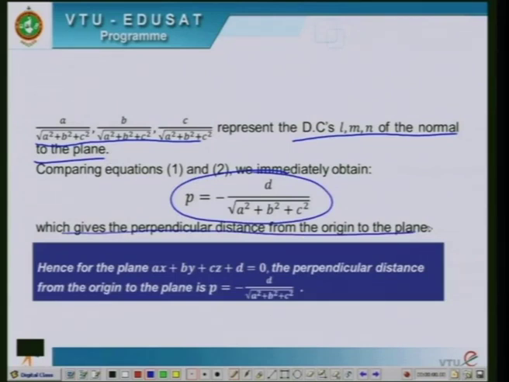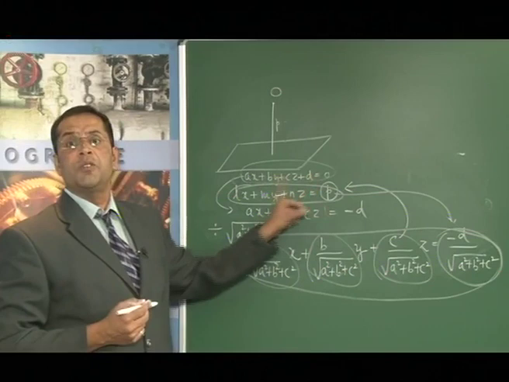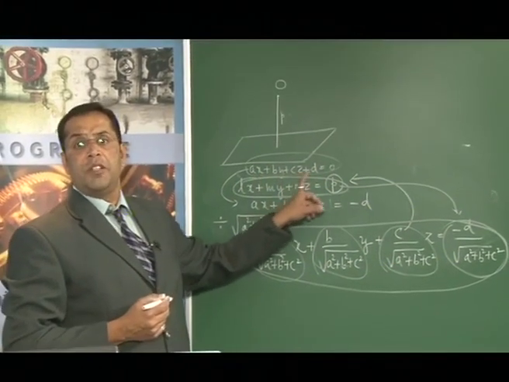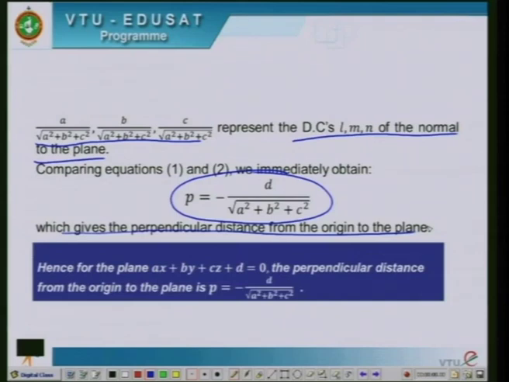which gives the perpendicular distance from the origin to the plane. Now, what is different in this result is that you can obtain the perpendicular distance from the origin to the plane if you are given the equation in the general form itself. So, it is minus this coefficient divided by square root of A square plus B square plus C square. Notice that if the answer turns out negative, you can take the numerical value because the distance cannot be negative.